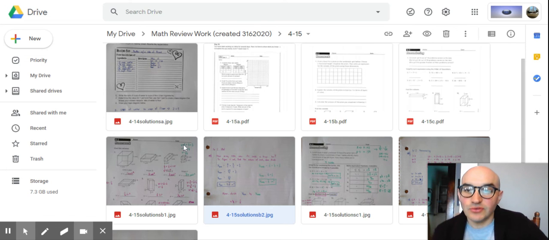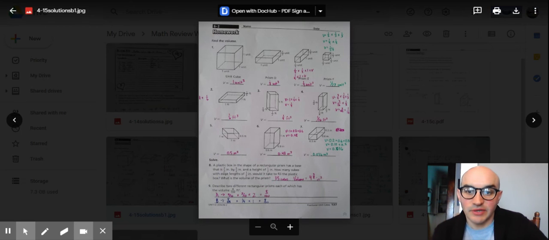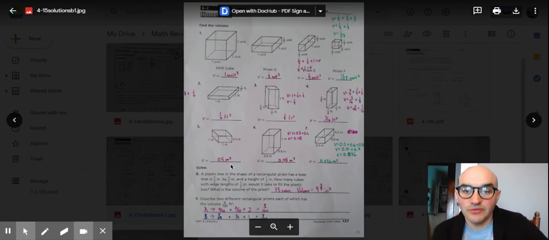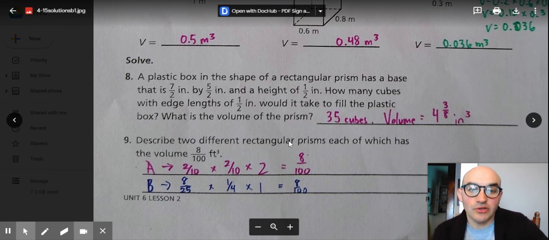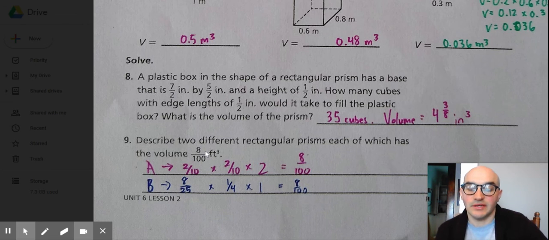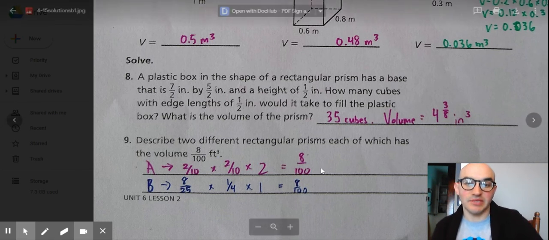And I just have a few seconds left to show you the final answer for number 9. Number 9, there are many different ways you could have answered number 9. It's just asking you, how could you have a volume of 8/100 feet cubed? And here you can see my A and B. Your answers may vary on that one. Don't sweat that problem too much.